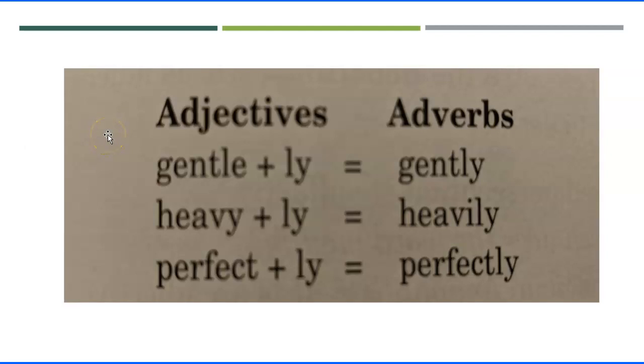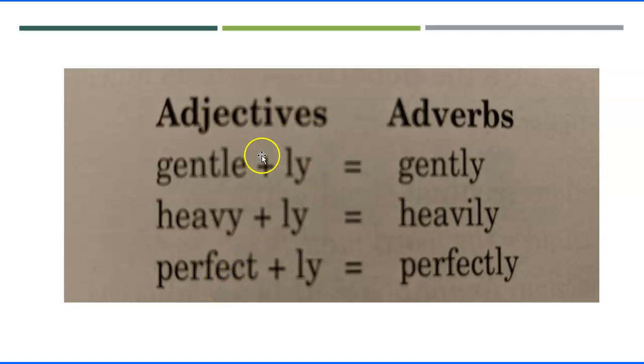You're going to find this on page 401. If you're in 7th grade, it's on page 401 of the Rod and Staff. And they have a little chart here that shows the word gentle itself is an adjective: a gentle mother, a gentle baby, a heavy coat, a heavy blanket, the perfect dessert, the perfect house.